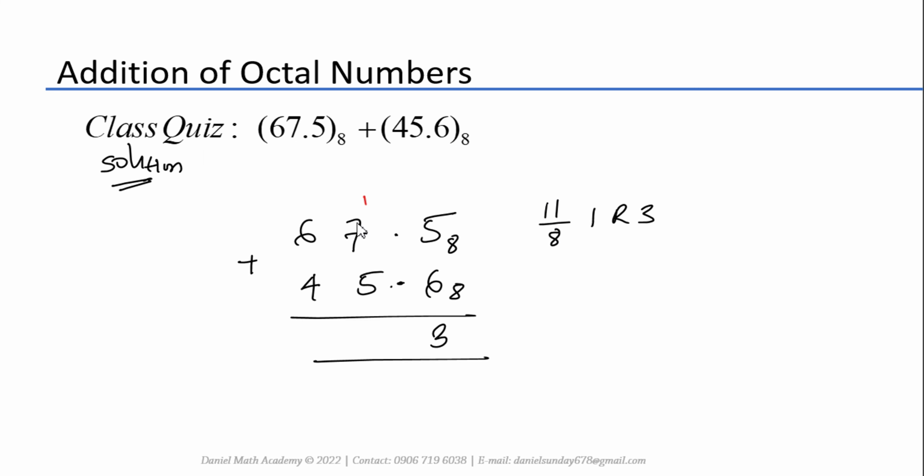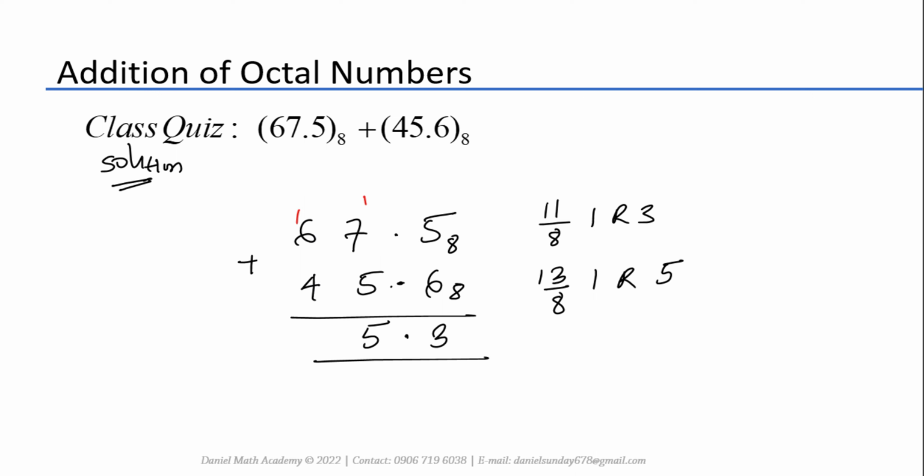This becomes 8. 8 plus 5 is 13. It's the same thing, so 13 over 8 gives me 1 remainder 5. I'm going to write the 5 here, then carry over this 1. Now this is 1 plus 6, 7. 7 plus 4 is 11.